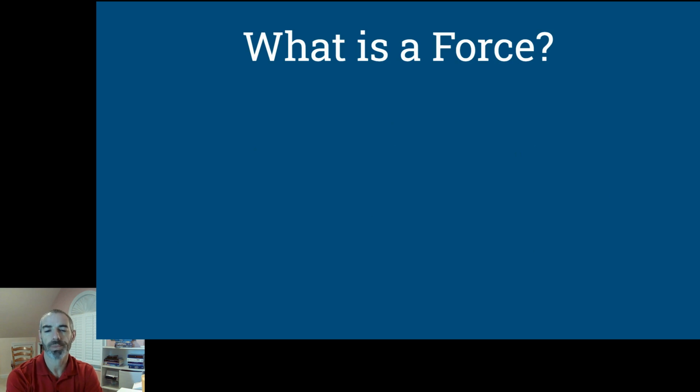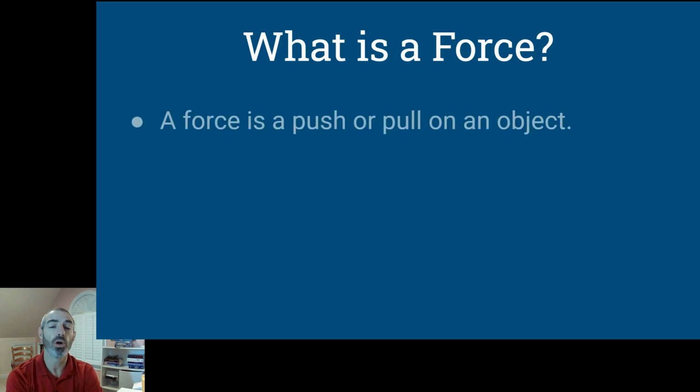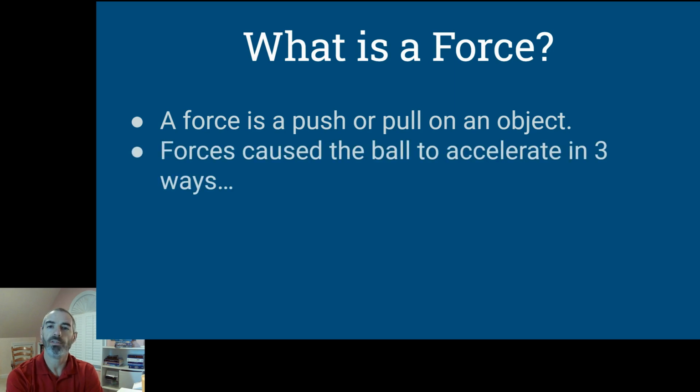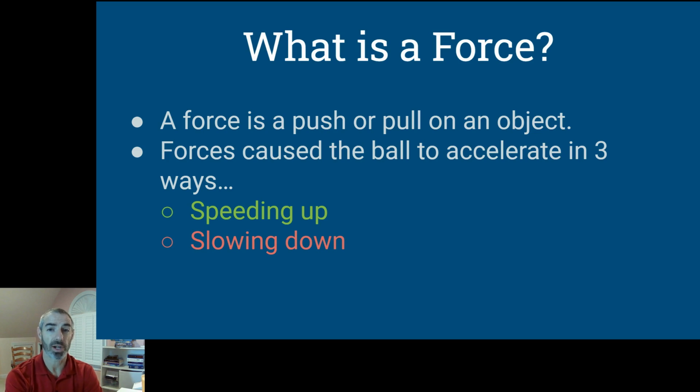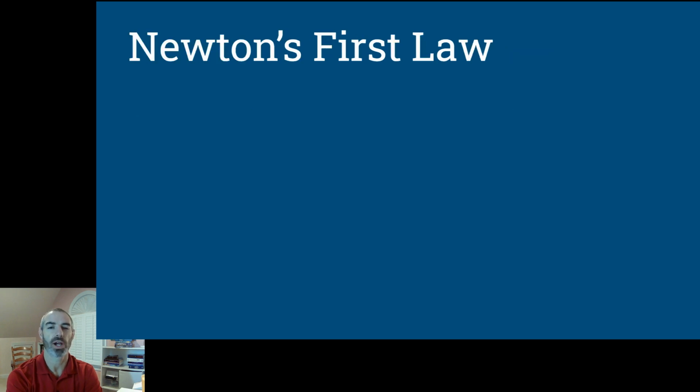So what is a force? Simply put, a force is a push or a pull, which is what we did with the bowling ball with the rubber mallet. A force caused the bowling ball to accelerate in 3 ways. By speeding up: when you hit the ball with the rubber mallet, it sped up in the direction you hit it. We also caused it to slow down by hitting it in the opposite direction. And then we also caused it to change direction. That's when we were navigating through the circular path. We were hitting it towards the center of that circular path, changing its direction.